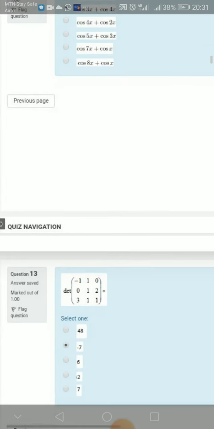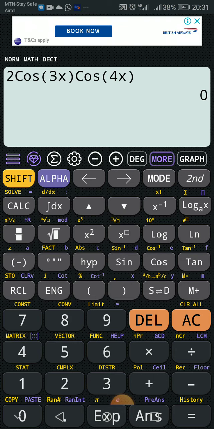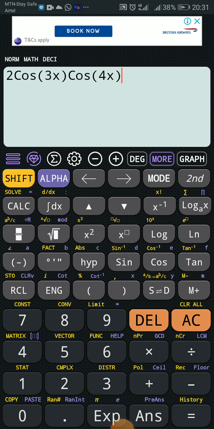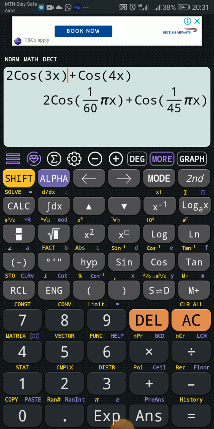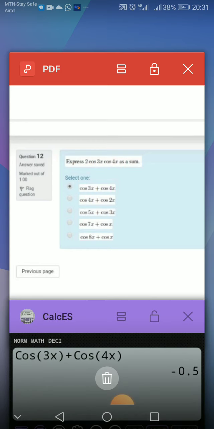The first one says cos 3x plus cos 4x. So let's see. I'll adjust cos 3x. Just move your cursor to adjust quickly. There's no time. Remove the 2. So cos 3x cos 4x. I press equal to. It gives me minus 0.5. That's not the answer. The other one is cos 4x cos 2x.